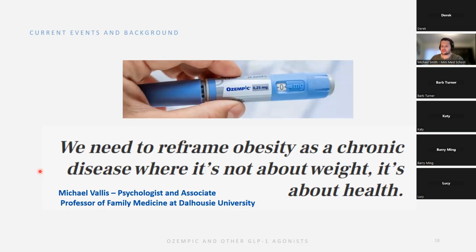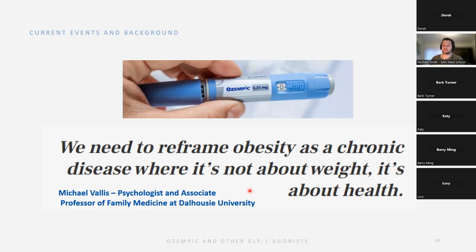So on reading more about this topic and sort of to wrap up the current events section, I came across this quote that I really resonated with, and I think represents the goal of this talk in helping to address what we talked about in regards to weight stigma. It's from a psychologist and associate professor of family medicine at Dalhousie University. His name is Michael Vallis. And when talking about Ozempic, he said that we need to reframe obesity as a chronic disease where it's not about weight, it's about health.